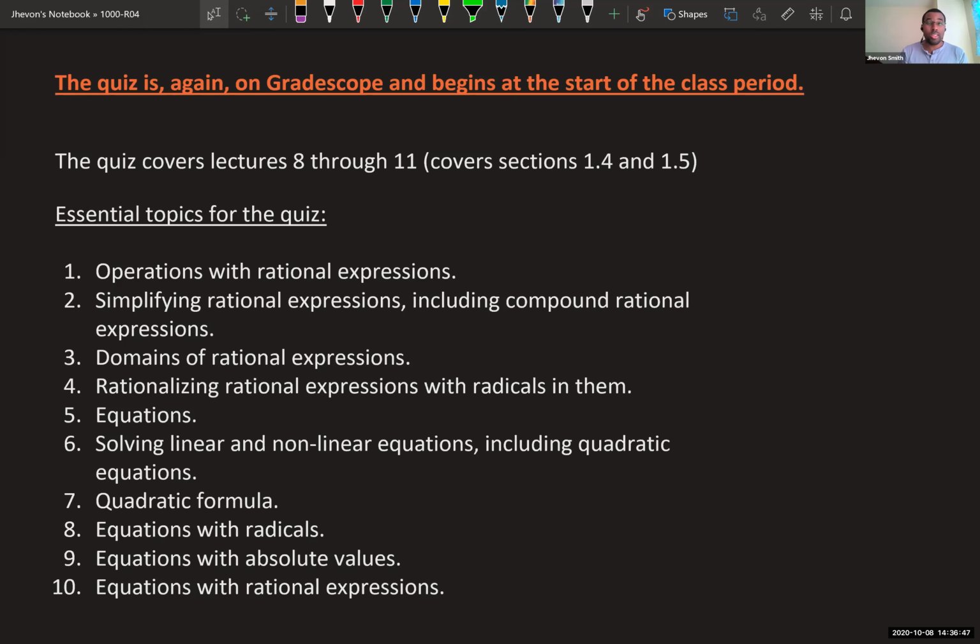Equation with absolute values. I have an equation where there are absolute values all over the place. How do I solve those? And equations with rational expressions, which, as I said, was started at the end of lecture 11, and examples spill into lecture 12. So those are kind of the main topics. If you want to know what you definitely need to know for the next quiz, this list would be it.